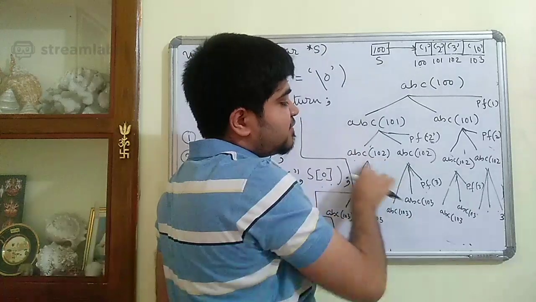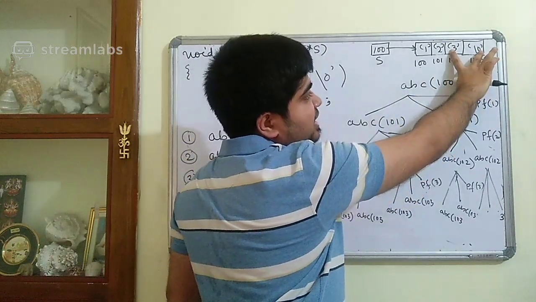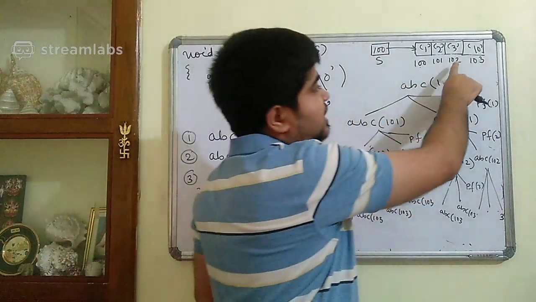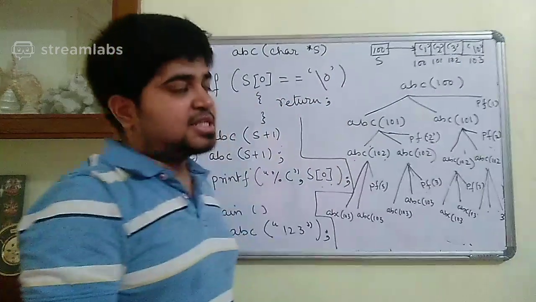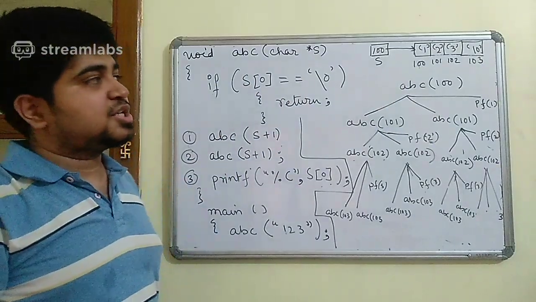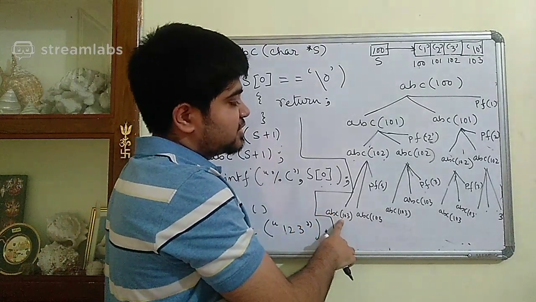From ABC of 102, it is actually this and this. So the new array is this, which is sent to here in ABC of 103. So the 0th location is here and here. The 0th location is 3 and the last location is /0. So ABC of 103 is called.